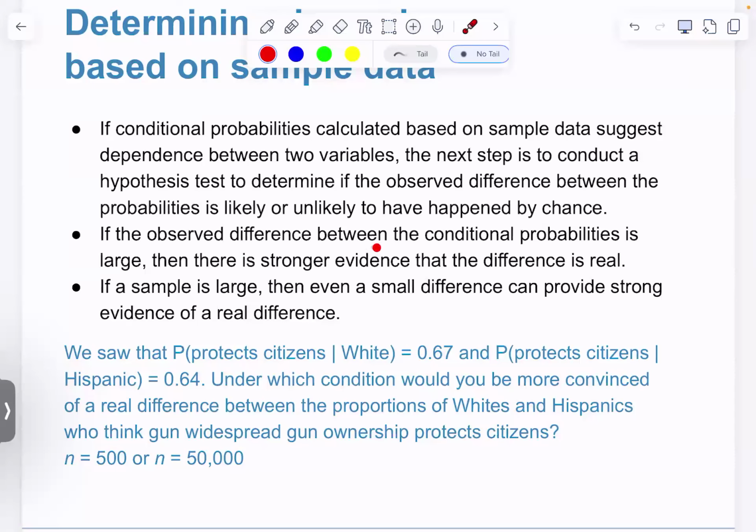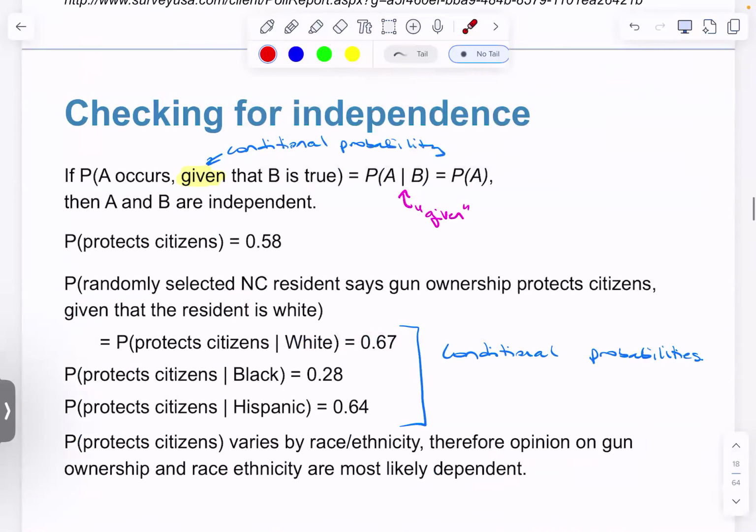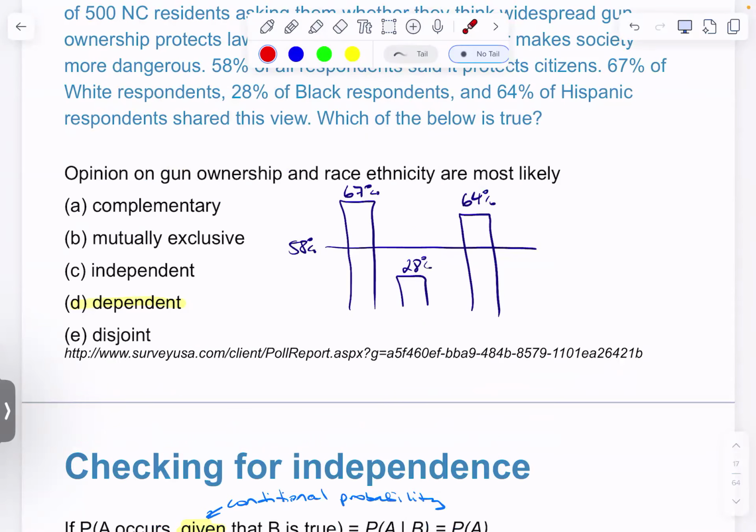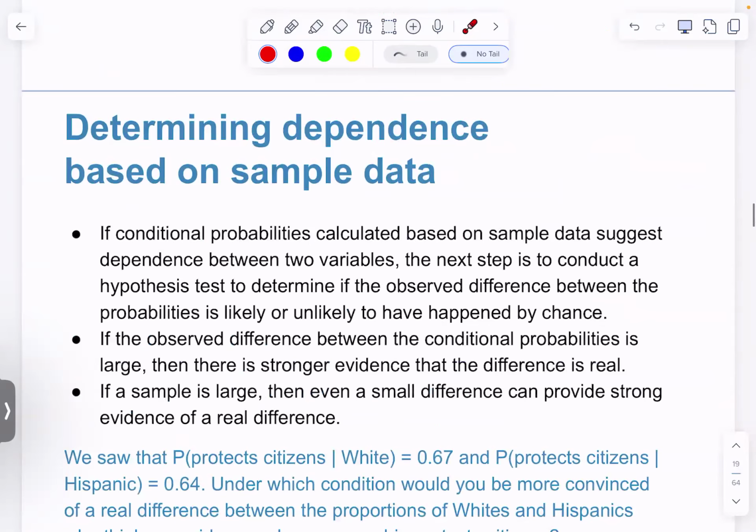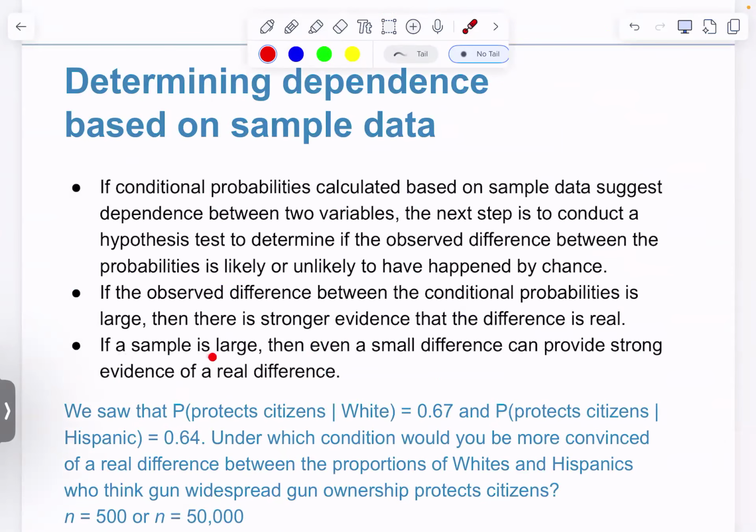If the observed difference between the conditional probabilities is large, then there's stronger evidence that the difference is real. Just like we saw up here, I personally feel like the difference between 67 and 28 is too large to just have happened by random chance. Well, there's a little bit more to that. If a sample is large, then even a small difference can provide strong evidence of a true difference between these two groups. So it really depends on the sample size.